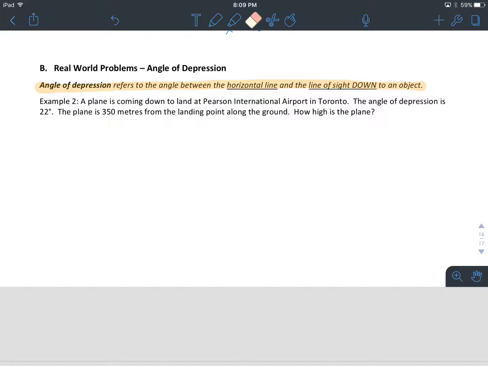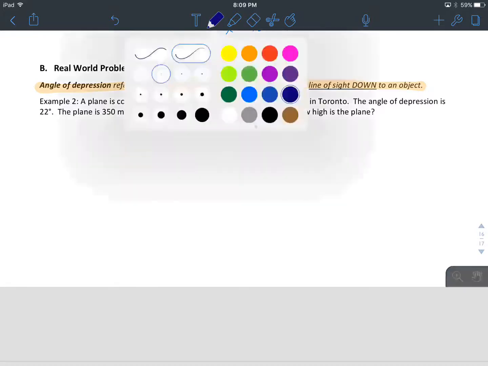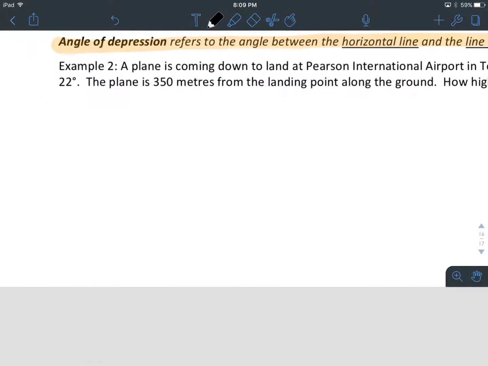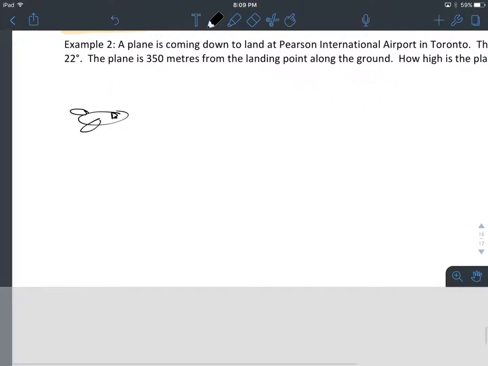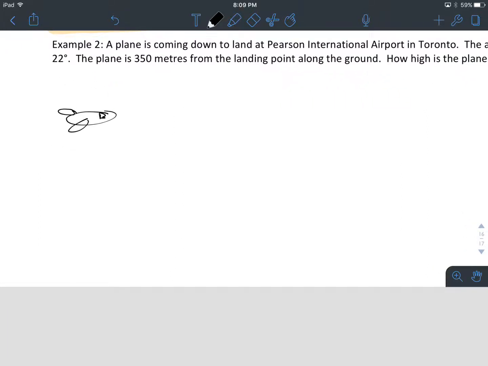Okay, let's do a little drawing here. So let's start by making an airplane. I will try my best to make an airplane. This is a terrible airplane. Kind of looks like a spaceship. We're going to go with it. So there is our spaceship. Now what we know is that the sight line from this particular aircraft would be going off in this direction.